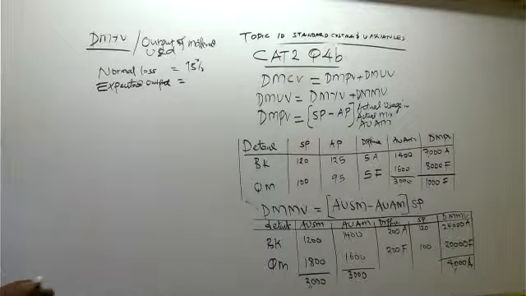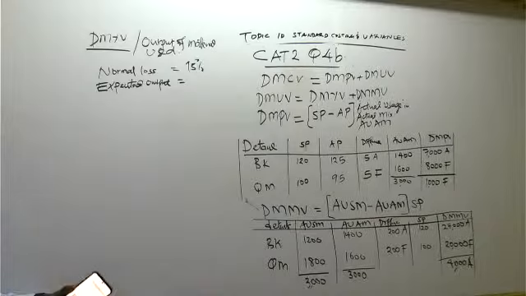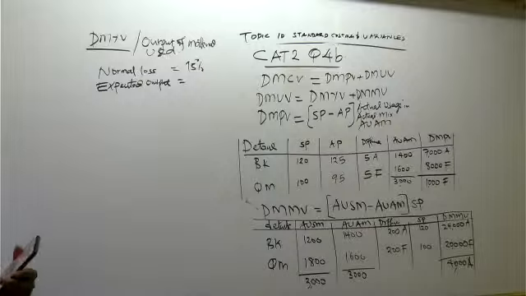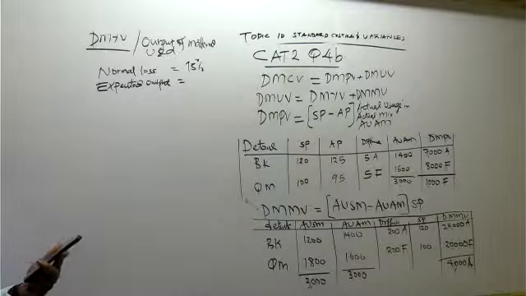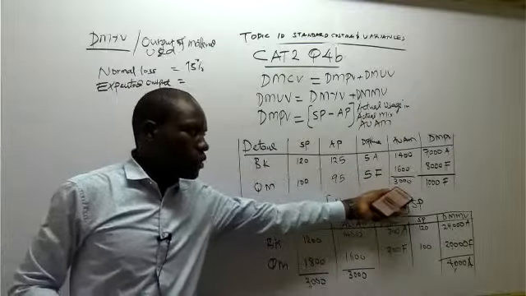Expected output ni ngapi? Expected output. Unaleta 100% ndani. 15% unapoteza. What do you expect? Mtu ananiambia expected ni 3,000 kgs. Really? 3,000 ni actual. Hiyo ni actual. That is the actual.